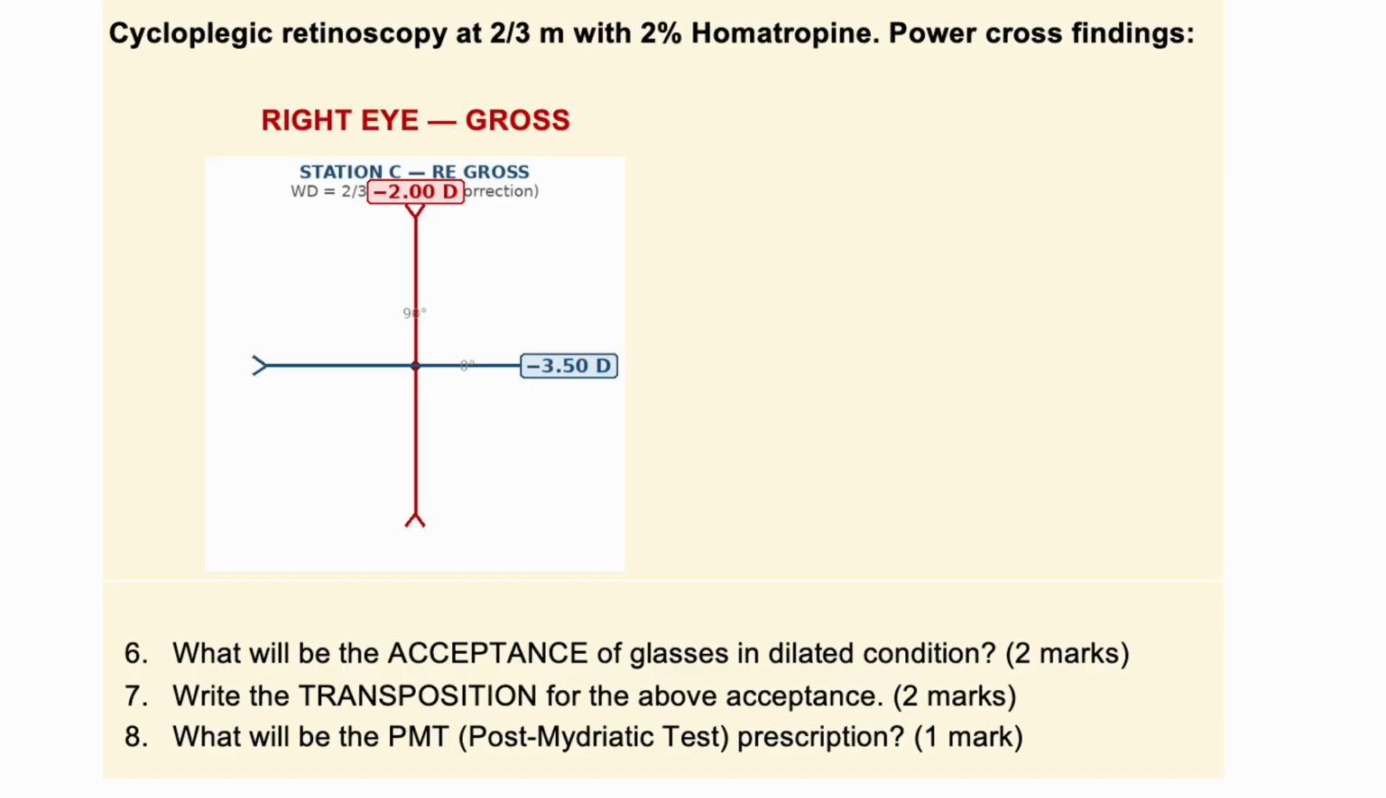Next question is cycloplegic retinoscopy. Working distance is 2.5, home atropine. Gross power in the right eye is minus 2 at 90 degree, minus 3.5 at 180 degree. The questions are: what will be the acceptance of the glasses in dilated condition? What will be the transposition principle for the above acceptance? What will be the PMT prescription for this patient?